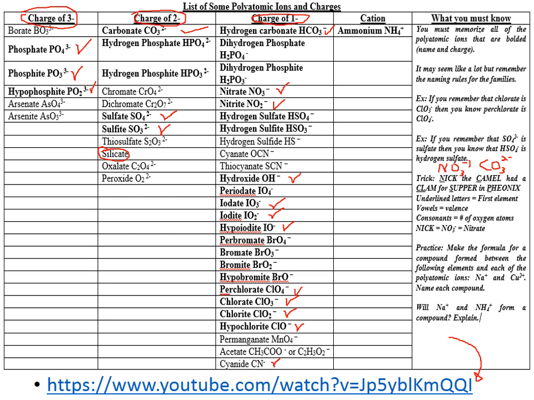Now, a quick little practice question for you to attempt. If you take a look at, let's say, Na plus and NH4 plus, why don't you think they would come together to form a compound? Think about the charges when you're answering this question over here. Okay, same idea with these ones here. Think about why you might not have Na plus and Cu plus form a compound with each other.